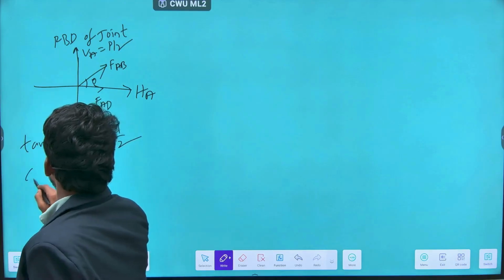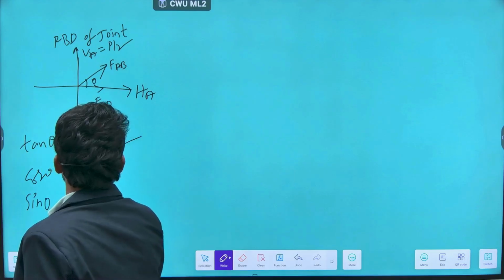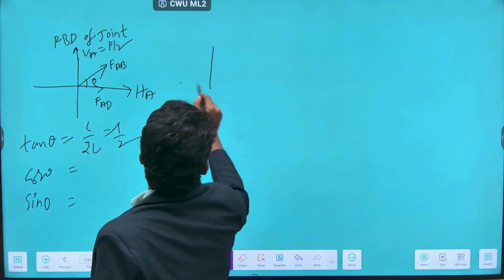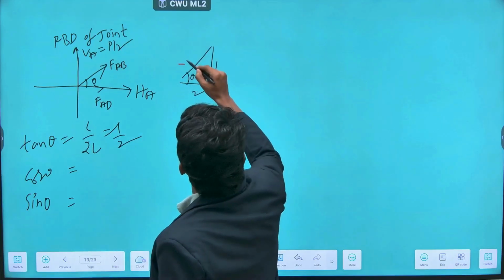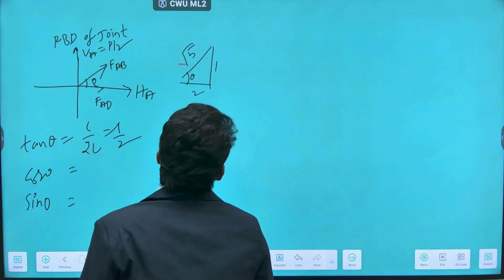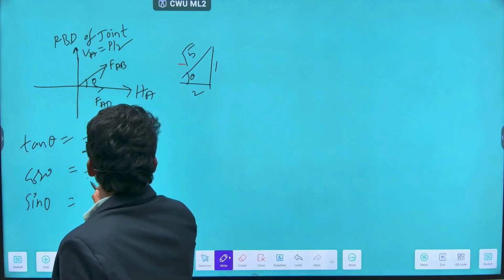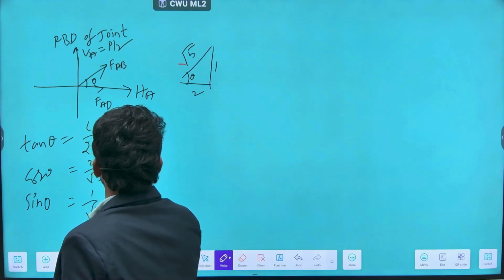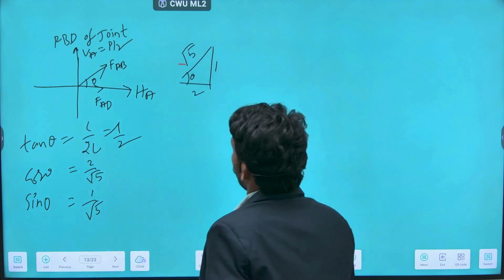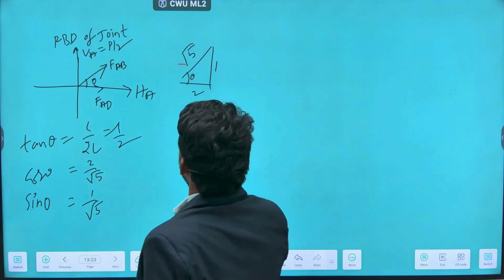Now if I say cos theta and sin theta, so tan theta is 1 by 2, the hypotenuse will be root 5, so 4 plus 1, 5, root 5. So cos theta will be 2 by root 5. Sin theta will be 1 by root 5. Now let us resolve this force FAB and then apply the equilibrium equations.